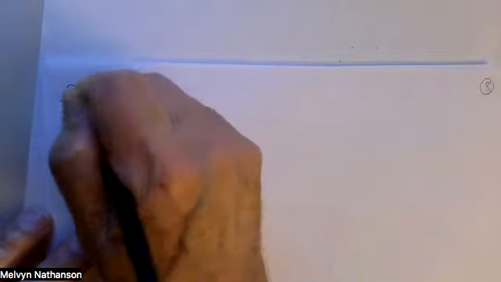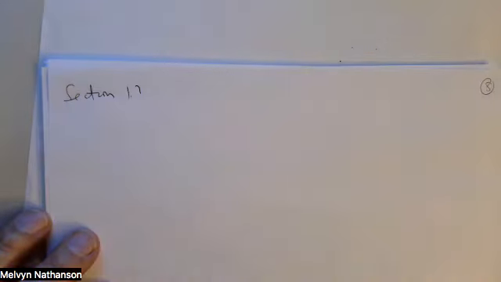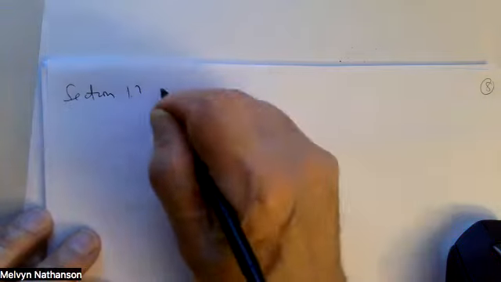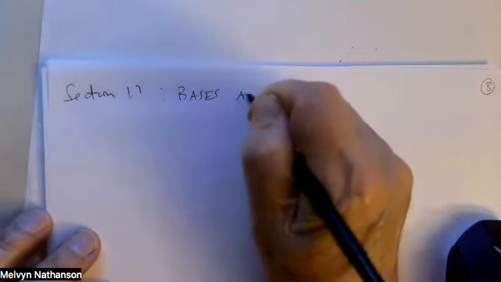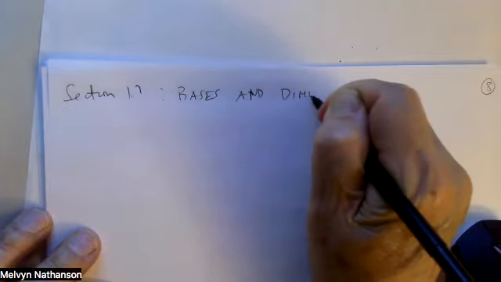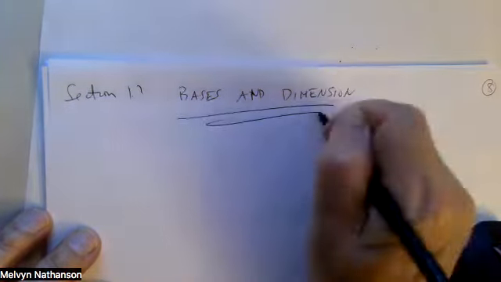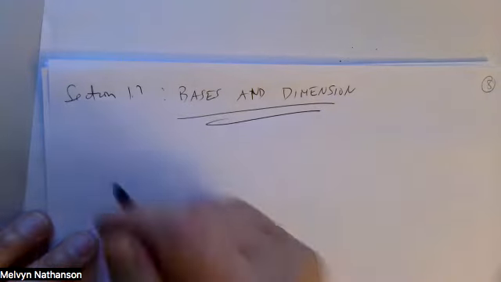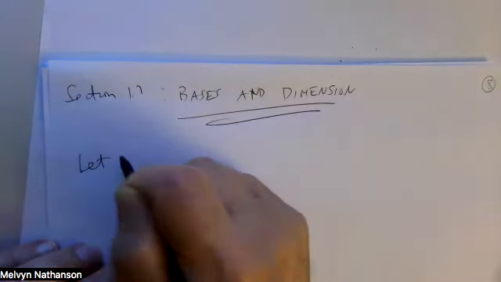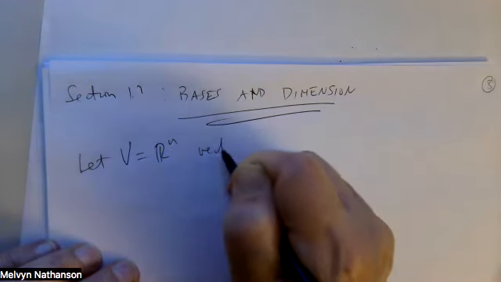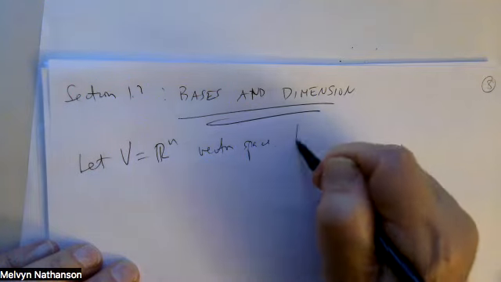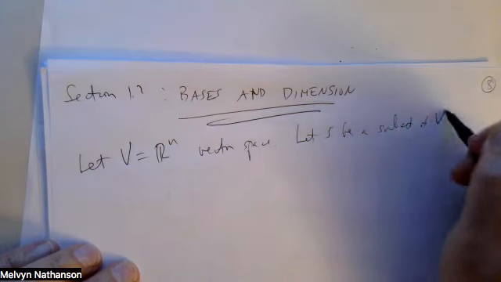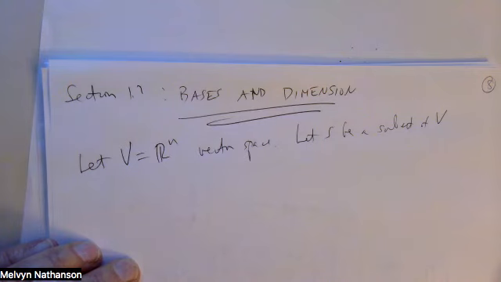So in section 1.7, this is on bases and dimension, which is very, very, very important. So this is just a little review. I'll just write V for Rn, that's my vector space. Let S be a subset of V, just a finite or infinite set of vectors.